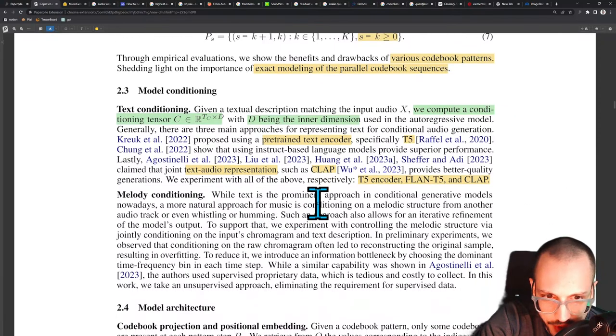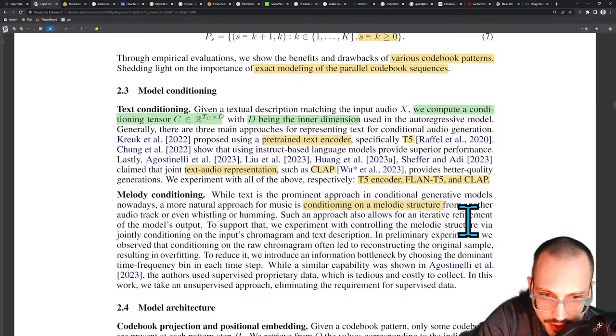While text is the most prominent approach in a conditional generative model, nowadays a more natural approach is conditioning on a melodic structure from another audio track. Right, so hey, can we condition on other audio? So how are you going to encode that? That's my question. Also follows iterative refinement. To support that, we experiment with controlling melodic structure via jointly conditioning on the input's chromagram and text description.